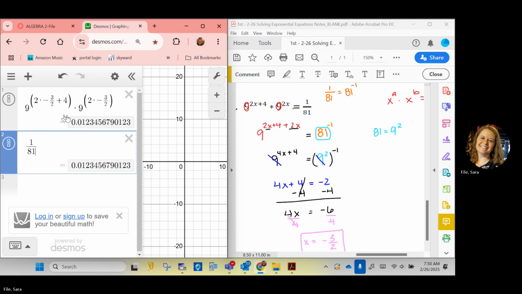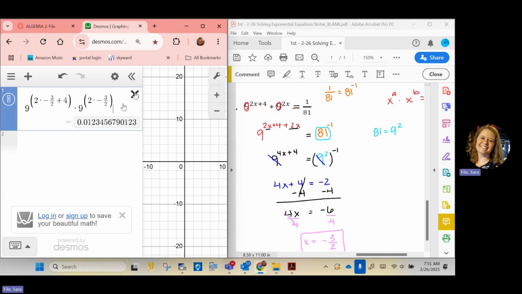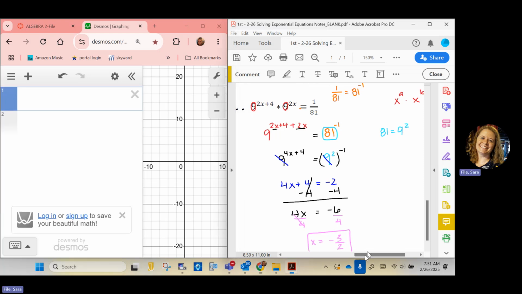Yeah. So our left side, the way it was written, does indeed equal the right side when we plug in -3/2. So that confirms that I've done it correctly. Y'all feel okay about the algebraic process of solving? All right, now let me show you something fun. You're gonna be happy I showed you this.